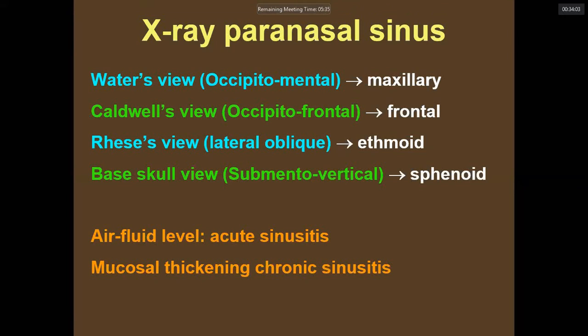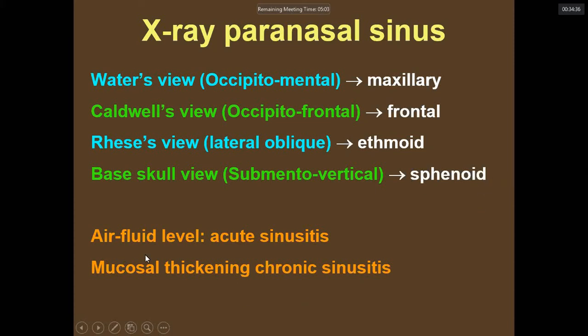X-ray paranasal sinuses. This is important from a theoretical point of view. In the practical examinations, sometimes you can be asked to read the X-ray. Waters view, or the occipitomental view, is mostly done to look for the maxillary sinuses. Caldwell's view, the occipitofrontal view, is done to look for frontal sinusitis. Rhese view, lateral oblique, looks for ethmoidal sinusitis. Skull base view, submental vertical, looks for the sphenoid sinus, right?